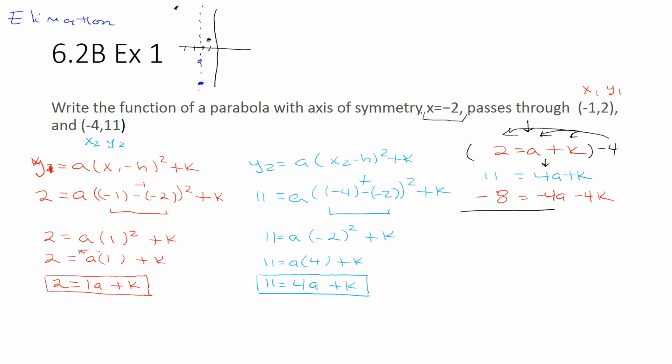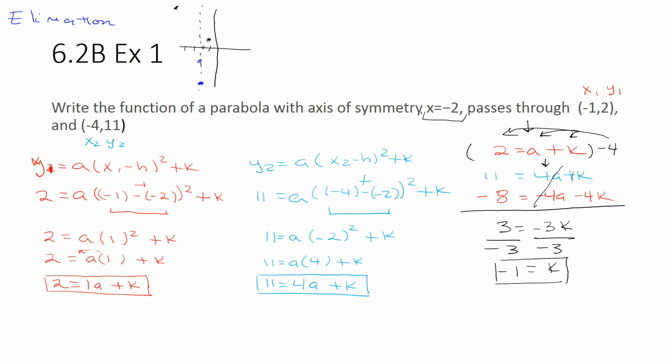So now what I'm going to do is I'm going to go ahead and combine these two equations. Just add them straight down. So 11 minus 8 is 3. 4a minus 4a cancels out. And then you have +1k minus 4k gives you -3k. Now you can solve this equation for k. You only have one variable. So divide both sides by -3. K is equal to -1.